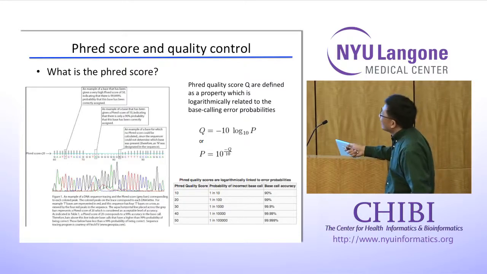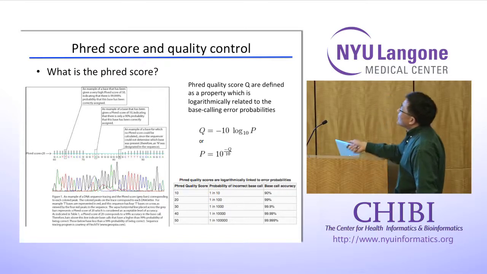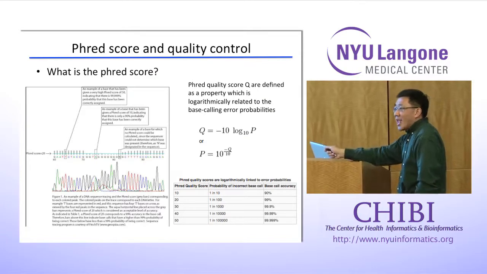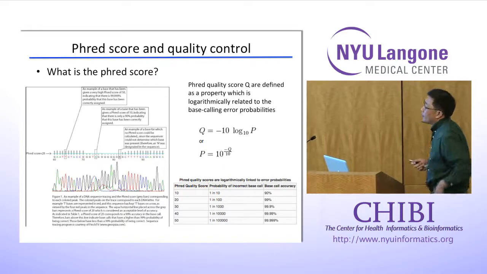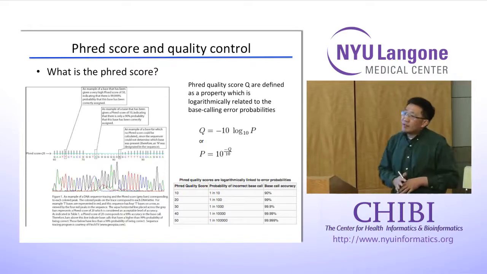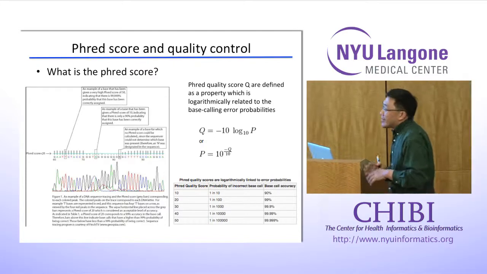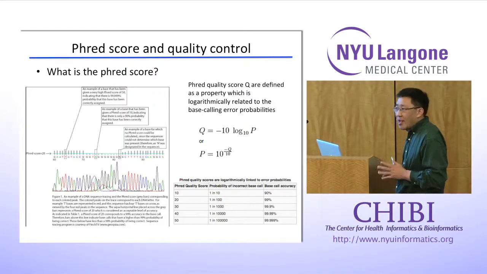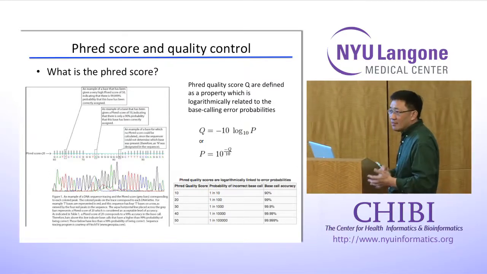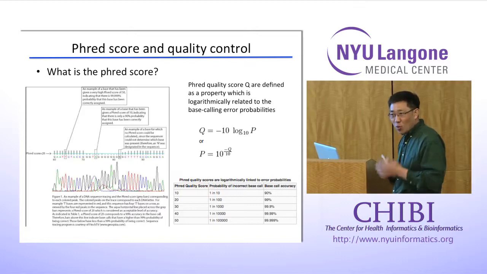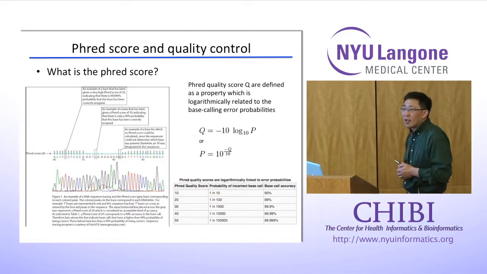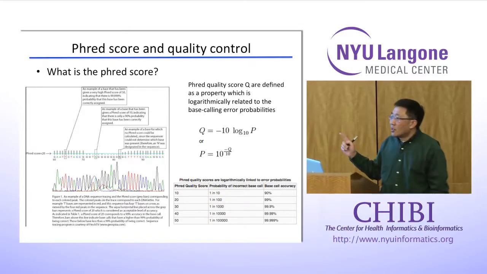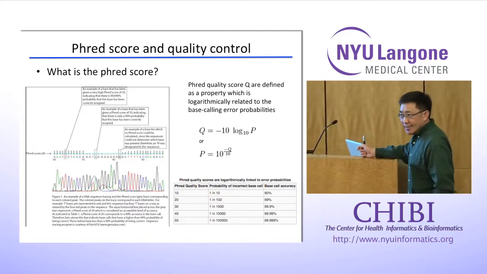What does that mean? For example, here you can see an A. The Phred score of this A is 10. What does 10 mean here? It means the probability of this base being incorrect is 10 in 100, or 1 in 10. In other words, the accuracy for this base is 90%.